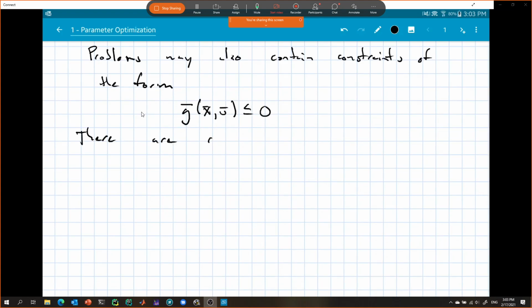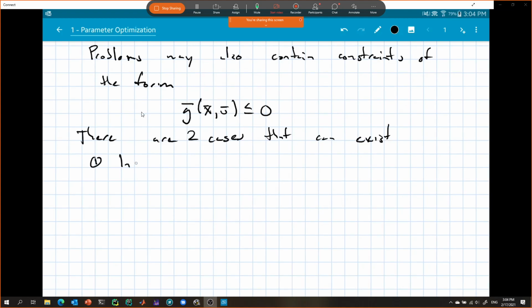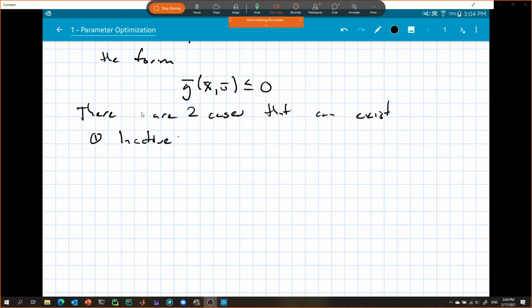So there are two cases that can exist, and this is what I referenced earlier. We have the first one where the particular constraint is inactive, which means that the solution is not on the constraint boundary. It also means the choice of x does not depend on u.